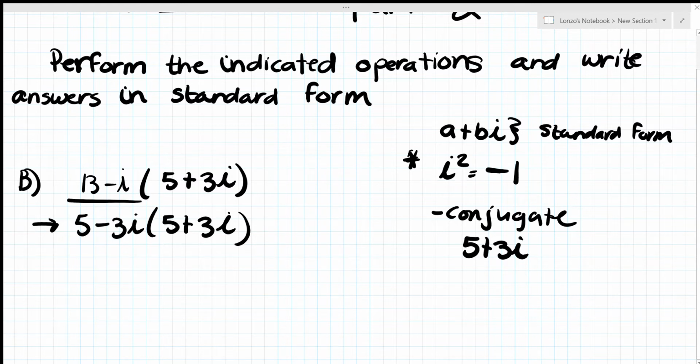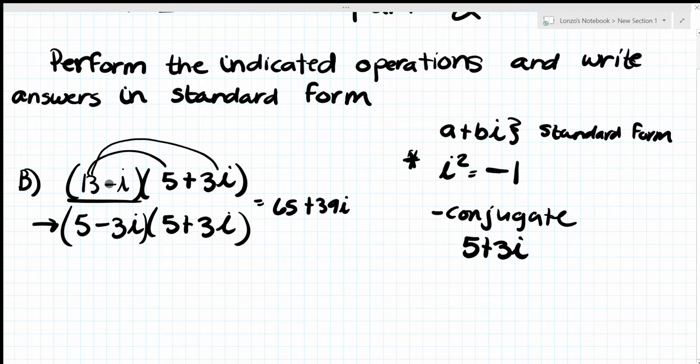Okay, so let's focus on the numerator. Let's FOIL this out because this is not a special rule. This is not a perfect square, so let's FOIL it out. 13 times 5 is 65. 13 times 3i is positive 39i. Negative i times 5 is negative 5i. And then negative i times 3i is negative 3i squared.